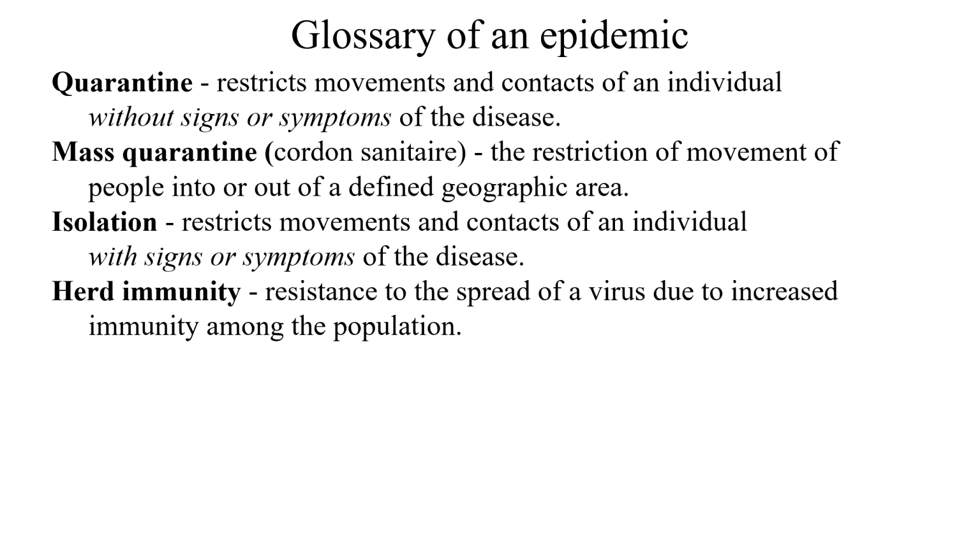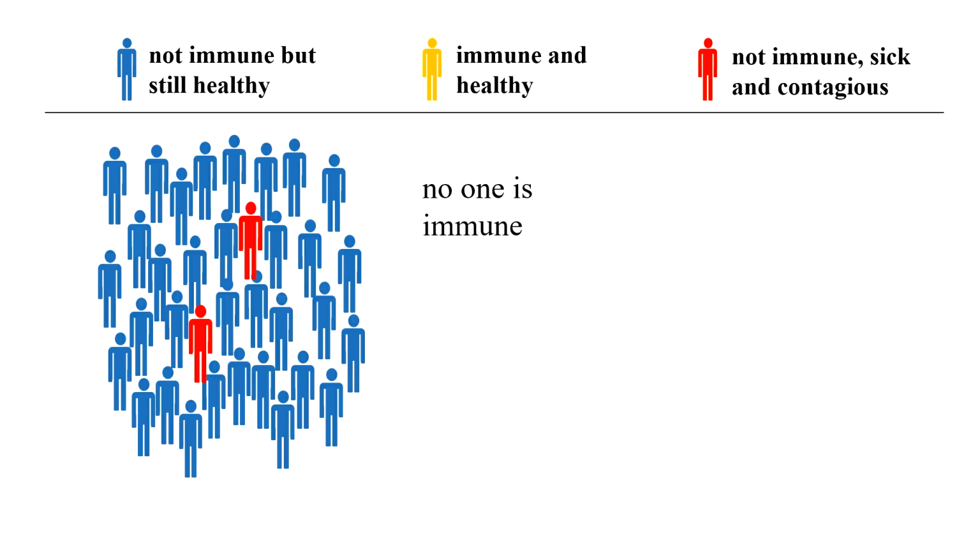Herd immunity. It's something we also hear a lot about. It's the resistance to the spread of a virus due to increased immunity among the population. And this type of immunity can occur different ways. One could be through vaccination, and another way could be that people get exposed to this disease or a disease and then develop immunity. Let me show you what it looks like.